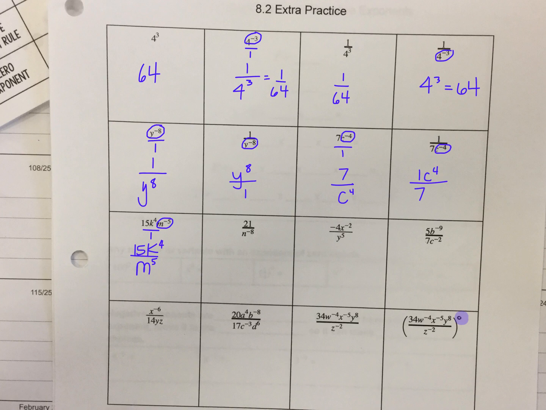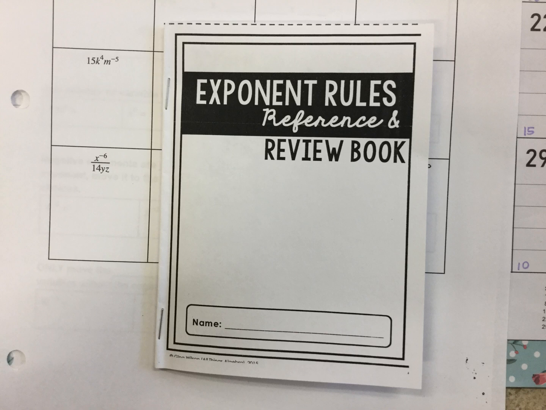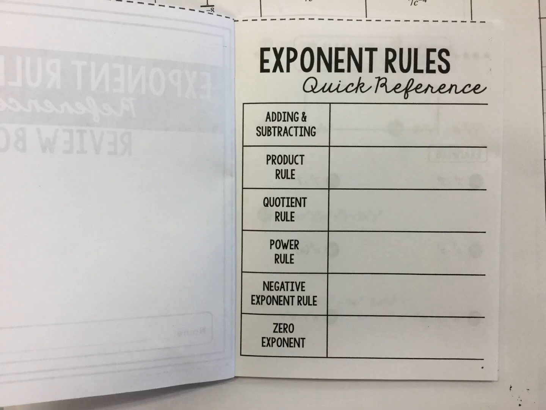When you're done, I need you to get out your exponent review book. This is the exponent review book. This is what I need you to get out. I want you to open up to the first page, and we're going to start down at the bottom with the 0 exponent rule. We know the 0 exponent rule is anything with a 0 exponent always equals 1. It's just a rule. It always equals 1. So copy that rule down into your book.